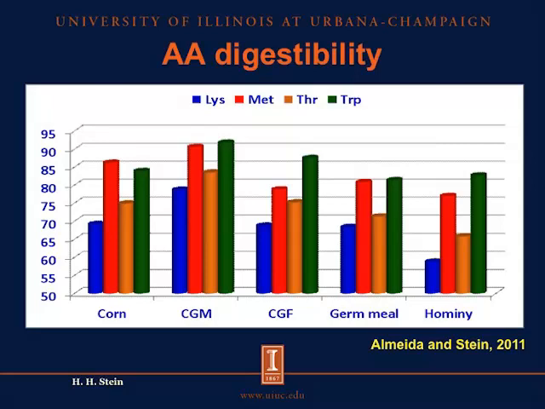When we go to threonine, we see the same thing with hominy feed having the least digestibility and corn germ meal and corn gluten feed having a digestibility that is approximately the same as in corn, and corn gluten meal having a greater digestibility. And finally, when we go to tryptophan, you'll see that hominy feed, corn germ meal, and corn gluten feed have about the same digestibility as corn, whereas the digestibility in corn gluten meal is a little bit greater than in corn. So what we can see here is that although all of these products are corn co-products, the digestibility of amino acids among these products is not the same.